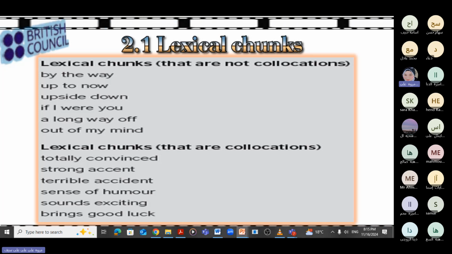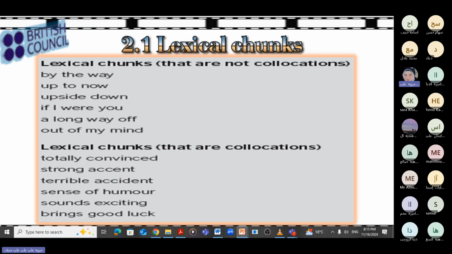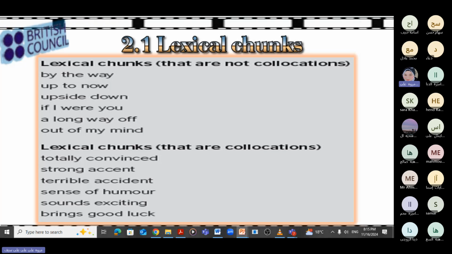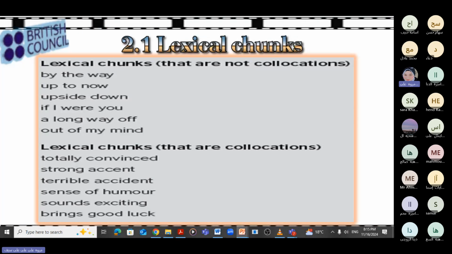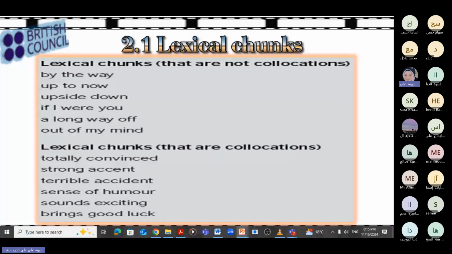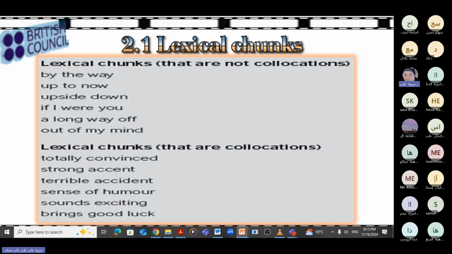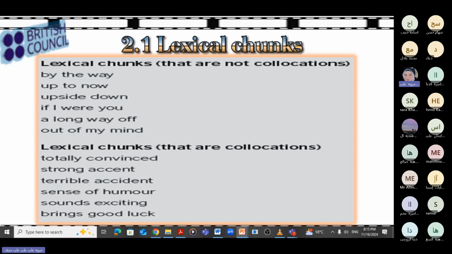These are just expressions. We call them lexical chunks, but we cannot call them collocations because we have to have at least two content words in the expression. For example, in "by the way" we have grammatical function words like "by" and "the", and only one content word, which is "way". So we don't say this is a collocation. It's only a chunk, just an expression that we use. Try to distinguish what are collocations and what are not.